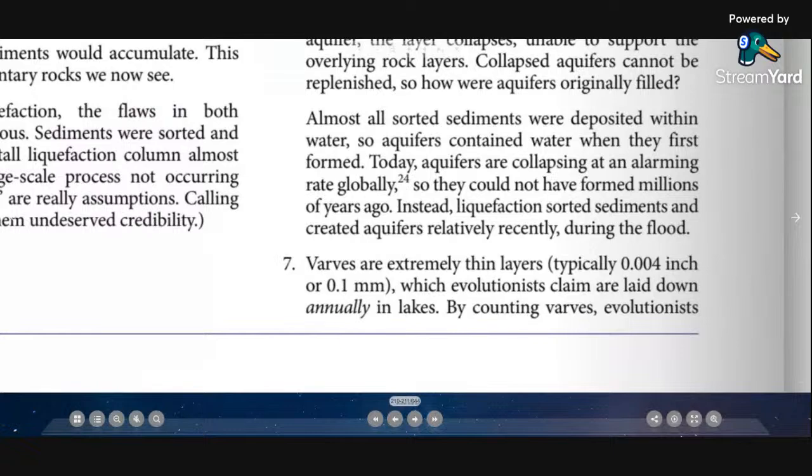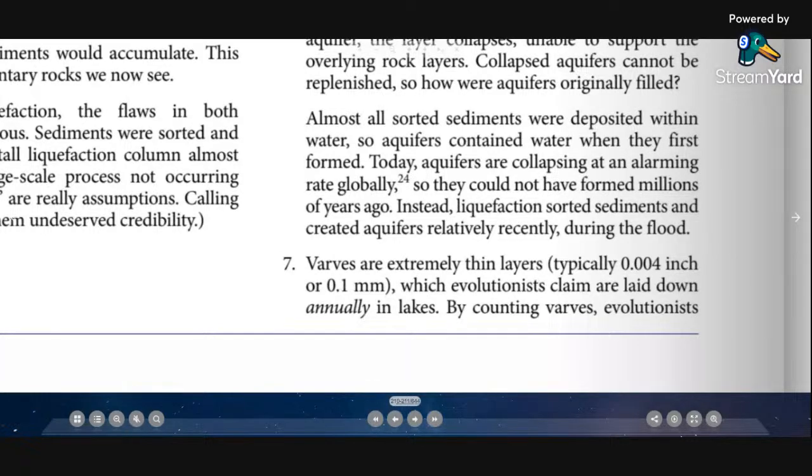Almost all sorted sediments were deposited within water, so aquifers contained water when they first formed. Today, aquifers are collapsing at an alarming rate globally, so they could not have formed millions of years ago. Instead, liquefaction sorted sediments and created aquifers relatively recently during the flood.